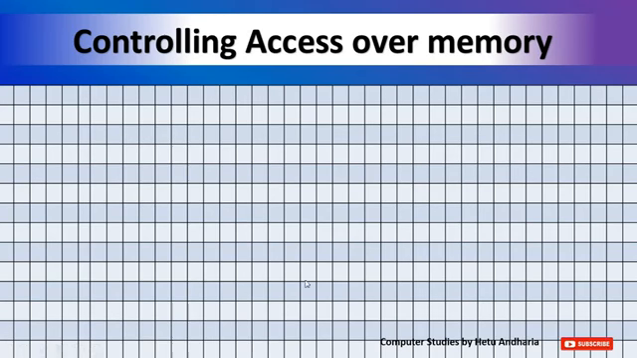This is known as controlling access over the memory. That in all these squares, how many squares are to be allocated to which program. Whenever you start a program, the operating system will judge that this program will require only this many squares, this many bytes. So give it only this much. Don't give more than that. Otherwise it will create problems when you want to open another program.